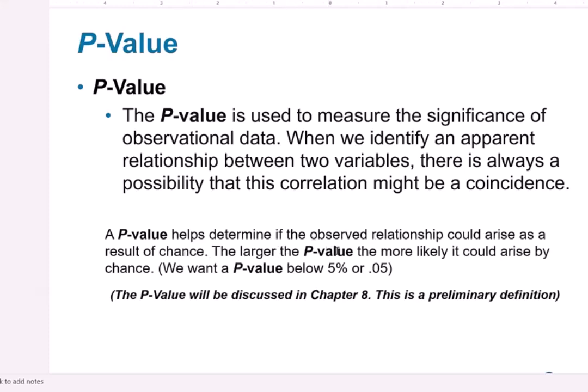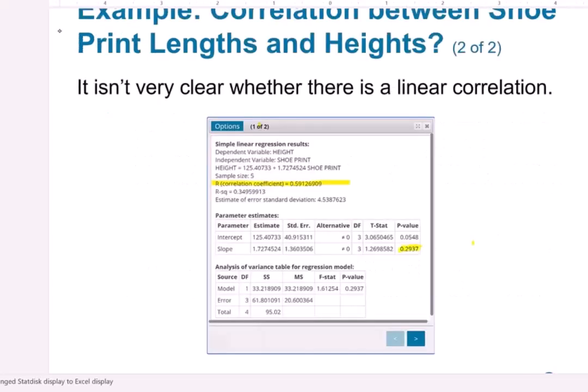The larger the p-value, the more likely it could arise by chance. We want the p-value to be below 5%, which is the same as 0.05. In this chart, the p-value is for the slope, and that is definitely bigger than 0.05 or 5%. That's actually 29.37%, which is very high. Because of that, we really don't know if there is a correlation.